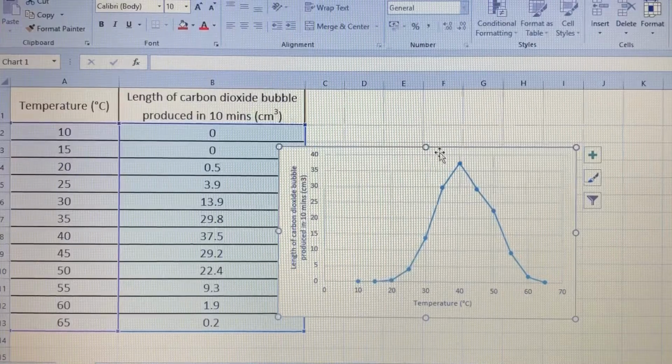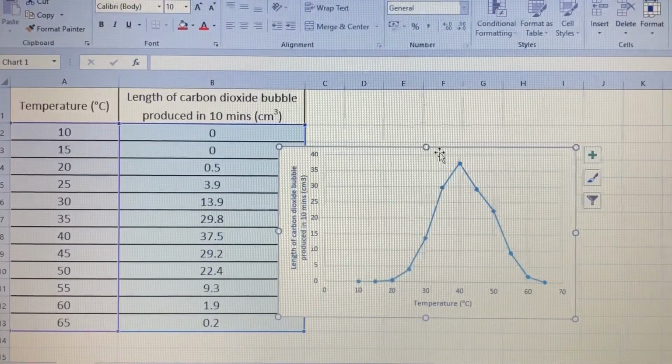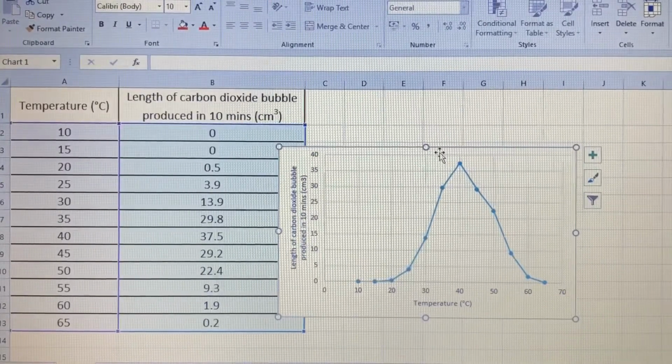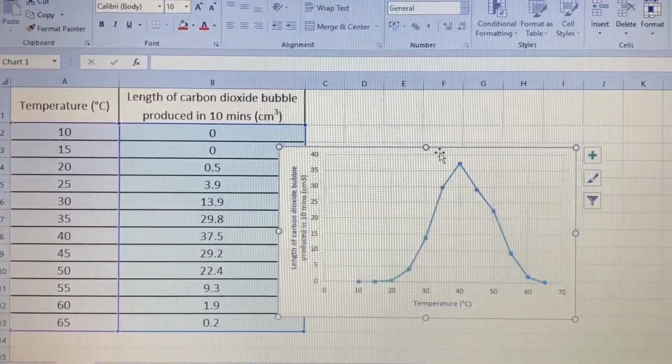So we can see the optimum temperature here is 40. I'm going to take that and put that into the PowerPoint to look at those results and do some analysis. Okay. If you need extra time, pause now.